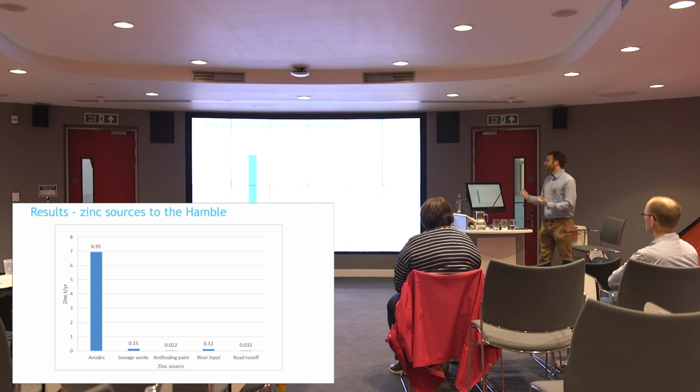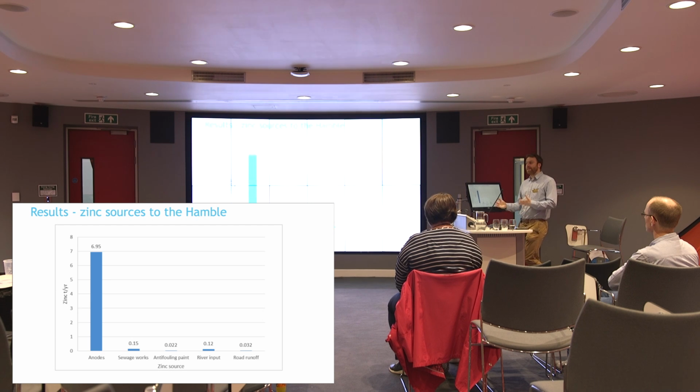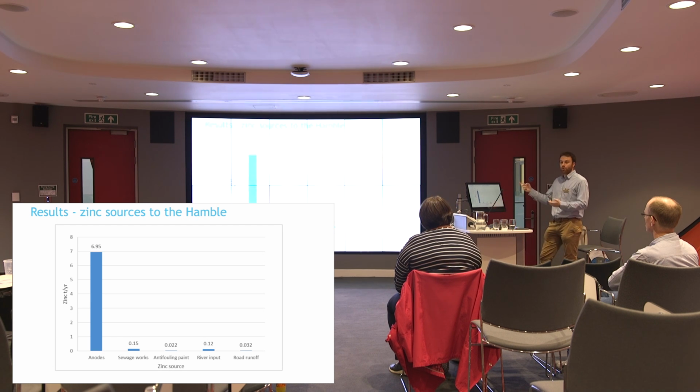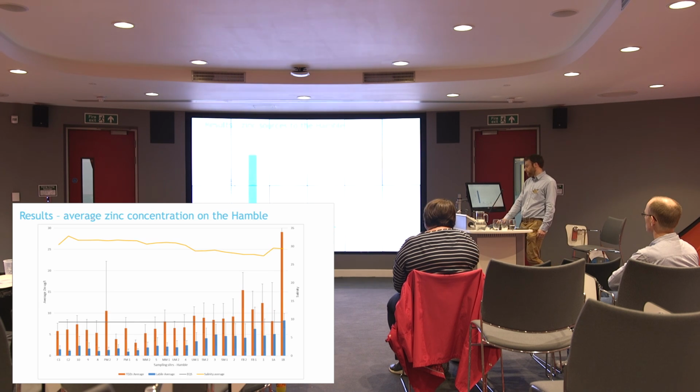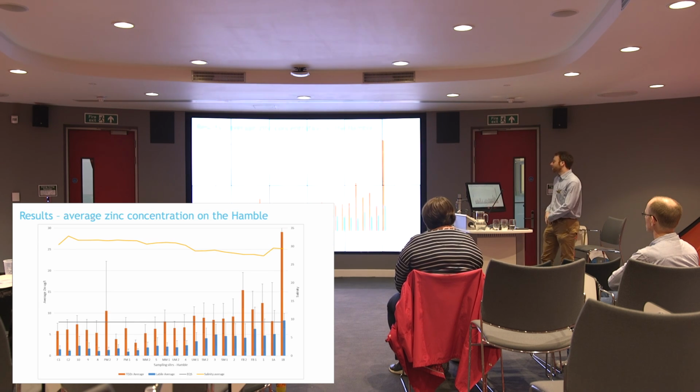Also, anti-fouling paints being mainly copper-based, we're only looking at around 0.022 tonnes a year. The riverine input is 0.12 tonnes, and road runoff from tyres, etc., 0.032 tonnes. So we can see the major source of zinc to the Hamble estuarine environment is from anodes, by a significant proportion. And this tallies with the zinc concentrations we're seeing in the estuary.